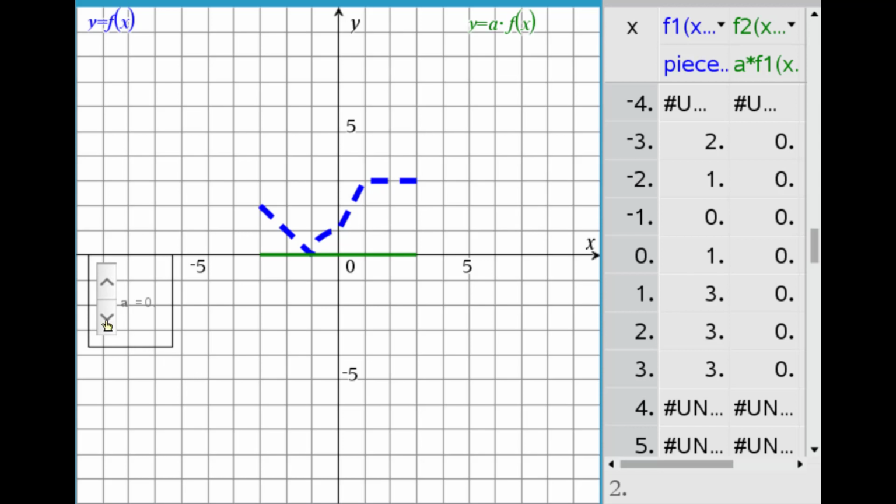So we'll start with a being negative 1/2. This is y equals negative 1/2 times f of x. Y equals the opposite of f of x, and you can see again it's the reflection of this curve about the x-axis. Y equals negative 1.5 times f of x. Y equals negative 2. Notice again the graph. Notice the table values. Negative 2.5, negative 3, and so on.